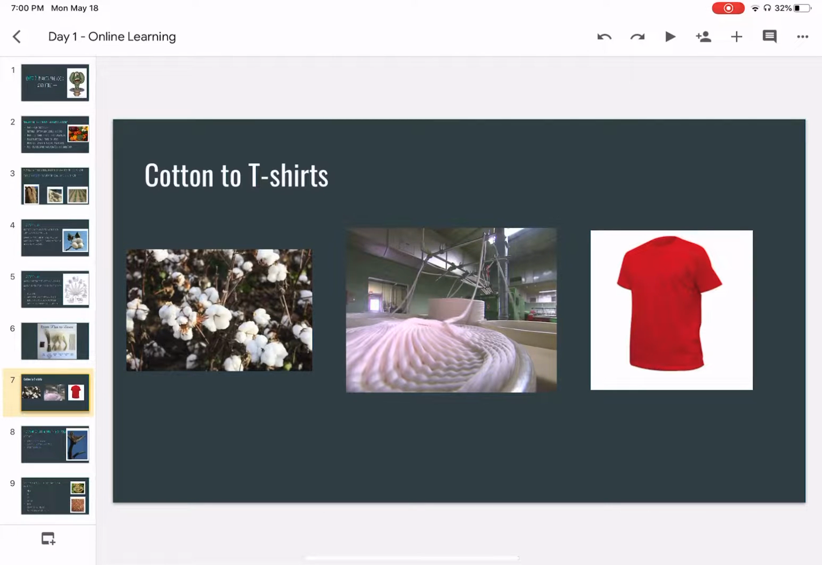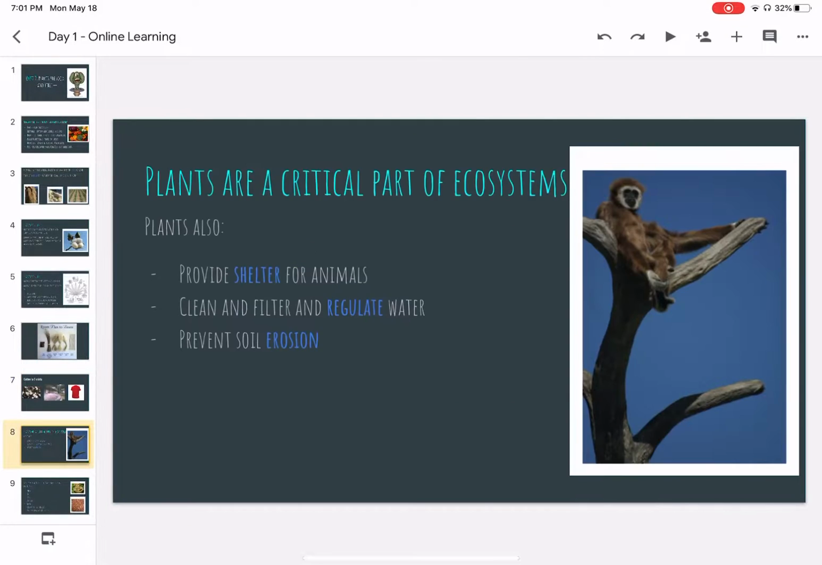So as our technologies get better, we are processing our plants more and more before we use them for fiber. Plants are a critical part of the ecosystem as well. They provide shelter for animals. Tons of birds, monkeys, and insects all call trees their home, and without those, they wouldn't survive.